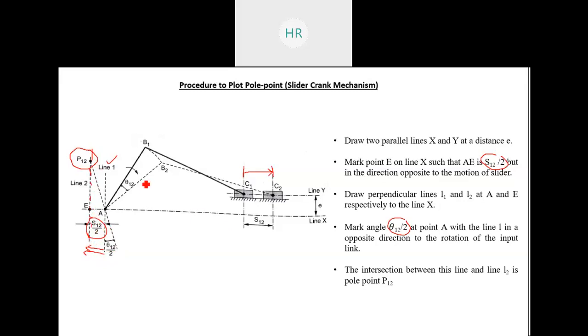And this theta 12, you can see here this crank is rotating in clockwise direction, so I have to take it in opposite direction from line number 1. The opposite direction from line number 1, meaning here it is clockwise, so I have to consider theta 12 by 2 counterclockwise. So keep this thing in mind, we are taking in opposite direction.